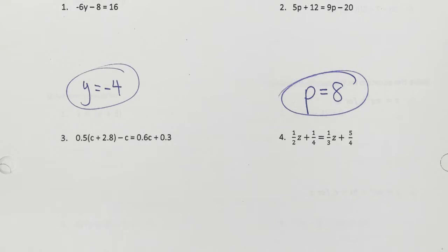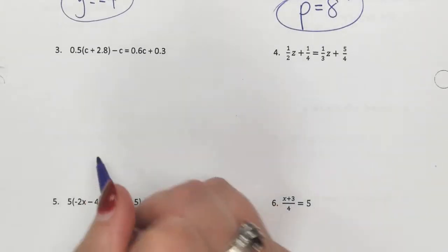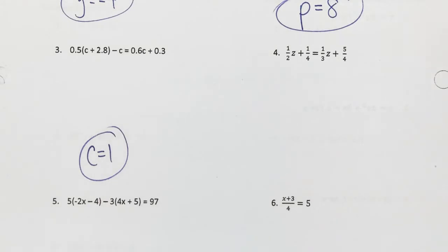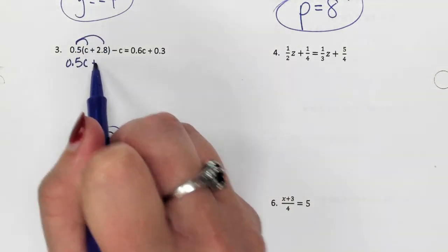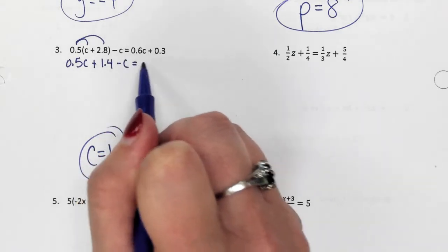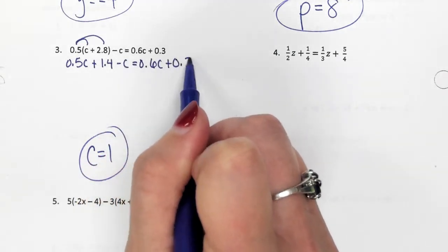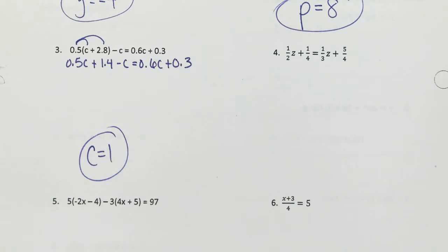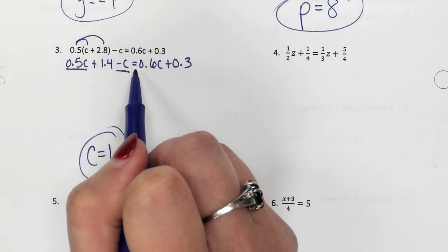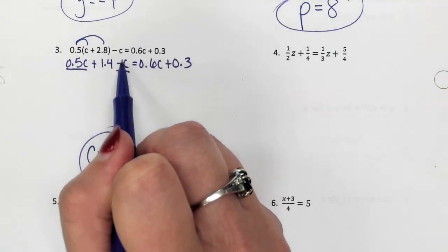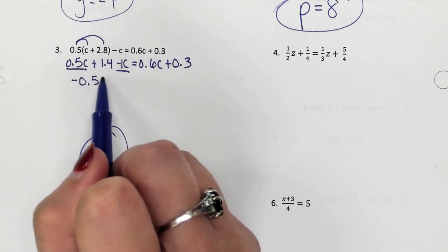Alright, what did we get for number 3? 1. Very nice. Does anybody need me to go over number 3? I think there's a whole number for all of them. Okay, so far? Okay. Now, these two are on the same side of the equal sign. So 0.5 minus 1 is negative 0.5.